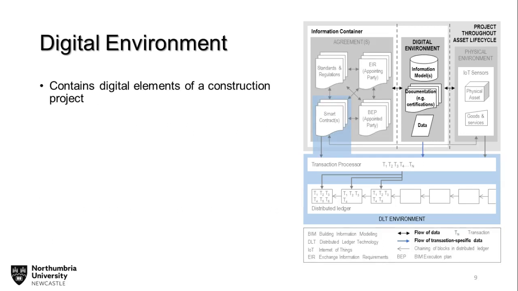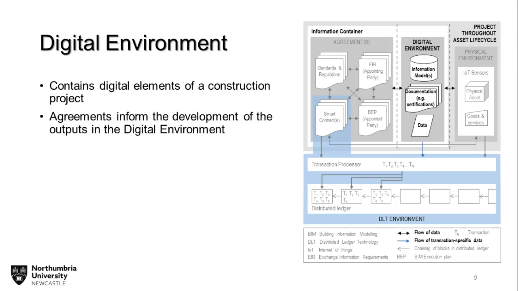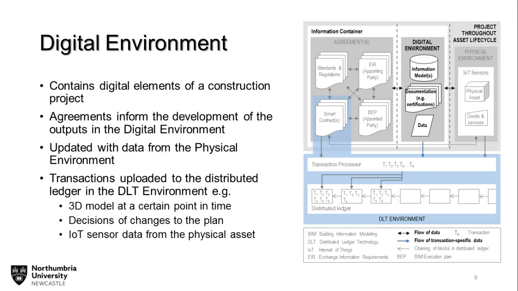So the digital environment, this is where we have something like a BIM model or a digital twin, all the associated documents, documentation, certifications, any data associated with that would be connected to the other environments. So the information from the physical environment would be collected through IoT sensors and uploaded to the information model. Any changes in standards and regulations would be fed into, again, the same digital information. And then, again, those transactions deemed relevant would be uploaded into the ledger.